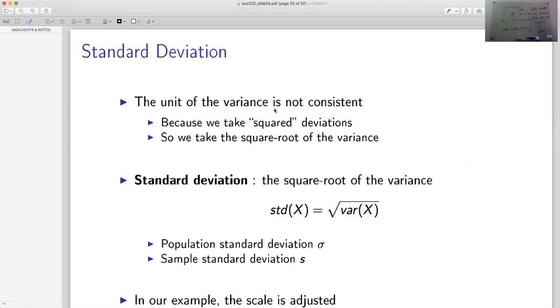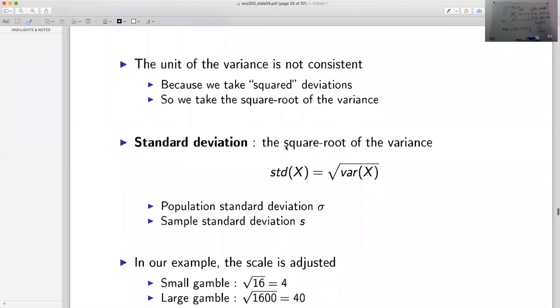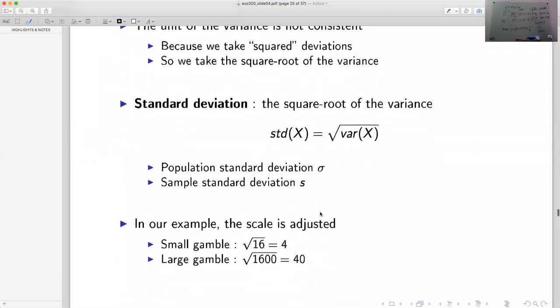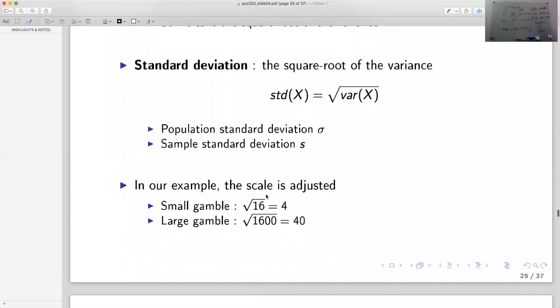Because the units are not consistent, because we took the square, we take the square root to bring this down to the unit that relates to what we really want. So we want to eliminate the squared term by taking the square root of it. That is called standard deviation. Standard deviation is calculated as the square root of the variance. For example, we got a variance of 16. If we take the square root of it, it would be 4.